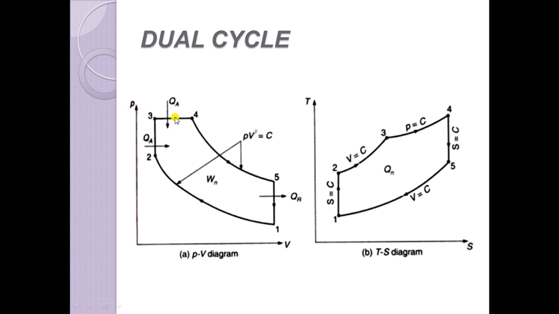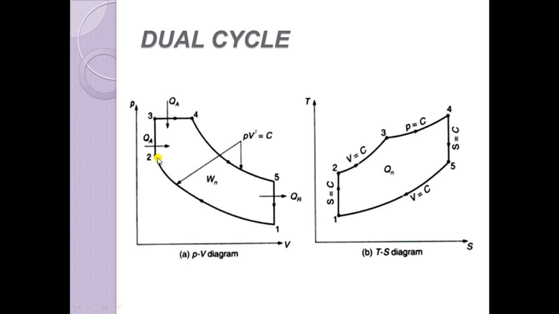Now we make use of PV and TS diagrams to understand the different processes involved in the dual cycle. As said earlier, there are a total of 5 processes involved. The first process is from state point 1 to state point 2, which is an isentropic compression process. You can also call this process a reversible adiabatic compression process. During this process, the working substance is compressed from state point 1 to state point 2 in a piston cylinder arrangement.